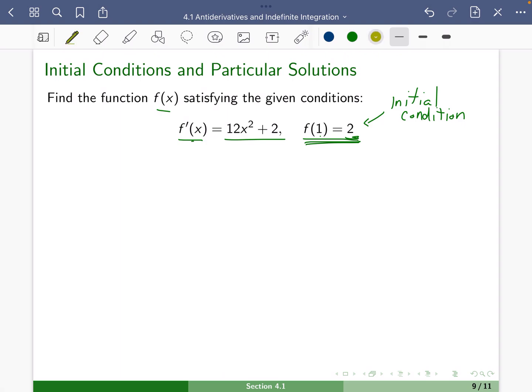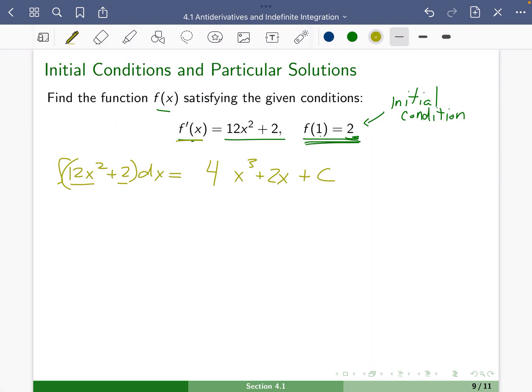But first, let's deal with the derivative. Let's use that derivative, f prime of x, to find f of x. So we're going to integrate 12x squared plus 2 with respect to x. When we integrate that, we will use our integration rules. So we have x squared, add 1 to the power to get 3, divide by the new power. 12 divided by 3 is 4. 2 will integrate to 2x. And then we have the plus c.